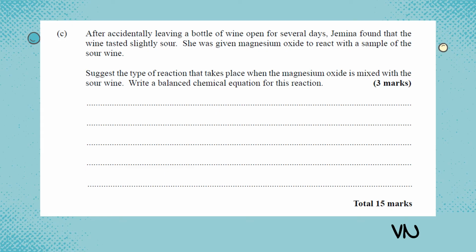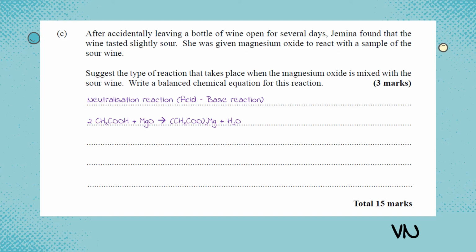Part C of the question says that after accidentally leaving a bottle of wine open for several days, Jemina found that the wine tasted slightly sour. She was given magnesium oxide to react with a sample of the sour wine. Suggest the type of reaction that takes place when the magnesium oxide is mixed with the sour wine. Write a balanced chemical equation for this reaction.